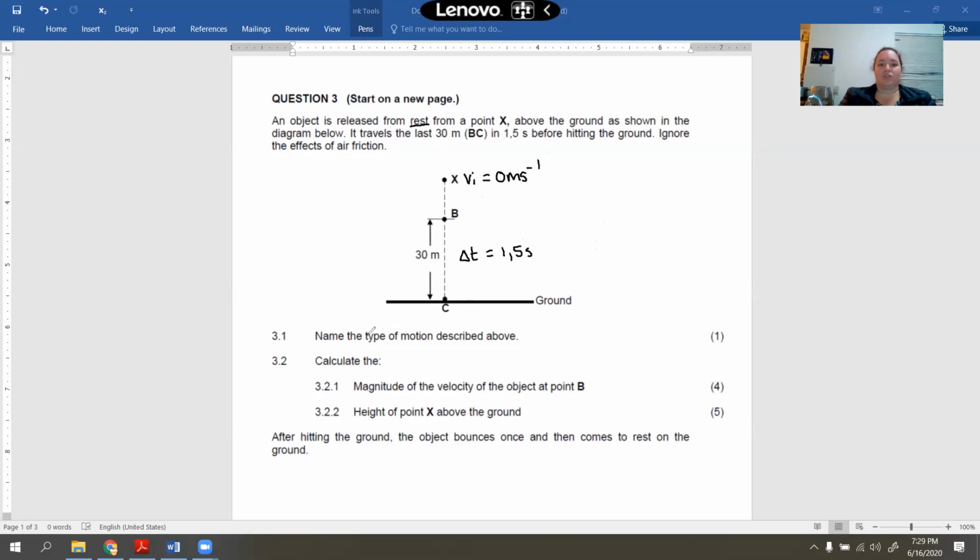All right, so the question here says, name the type of motion described above. And I actually skipped this a little bit. I told you what a projectile was, and that a projectile is an object where the only force acting on it is gravity. I'm now about to add to that. The type of motion, the object is the projectile. The type of motion, there are two ways that we can describe the motion. We can either call it free fall, or we can call it vertical projectile motion. There is no difference. Okay, so you're allowed to refer to free fall and vertical projectile motion as the same thing.